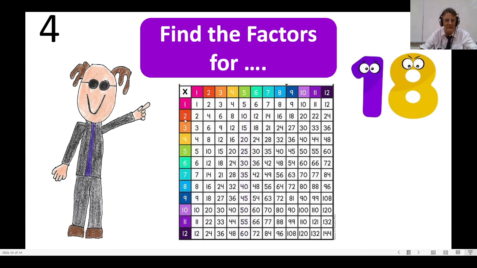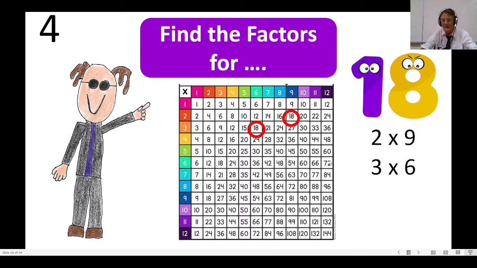We'll start with 2. We know it's an even number, so 2 is always going to go into it. And sure enough, 2 times 9 equals 18. 3, will 3 go into 18? Yes, of course. 3 times 6 equals 18. Now, I know there are no more factors. You can say, well, look, there's 18 here, but it's the same. 6 times 3 is the same as 3 times 6. But we always start with the lower numbers.